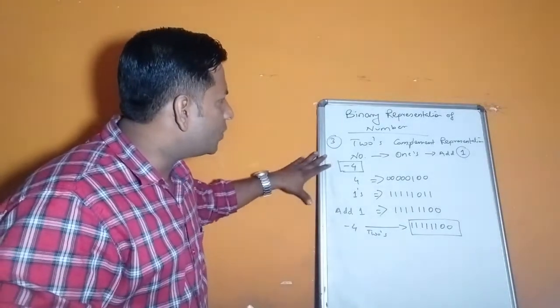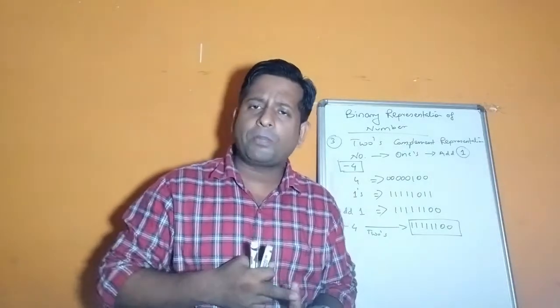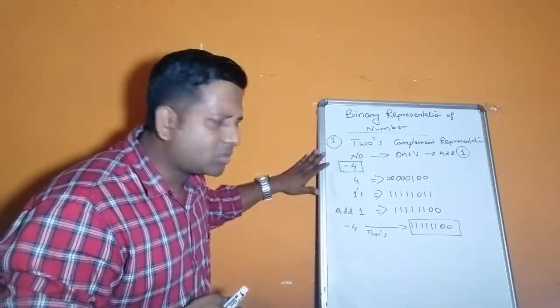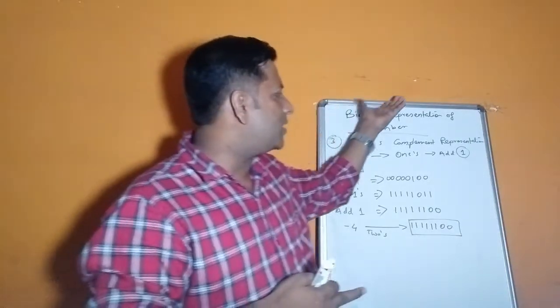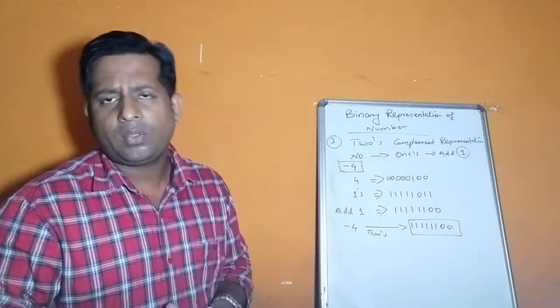So children, these are the three different ways: sign and magnitude representation, 1s complement representation, and 2s complement representation. These are the three ways by which any binary can be represented in the form of a number.